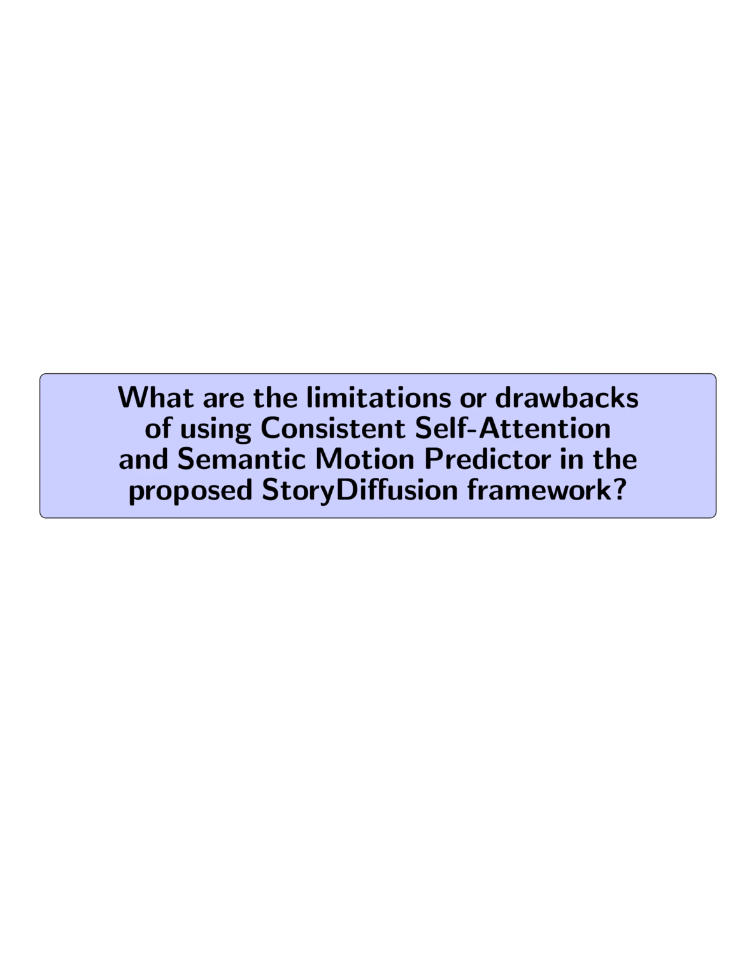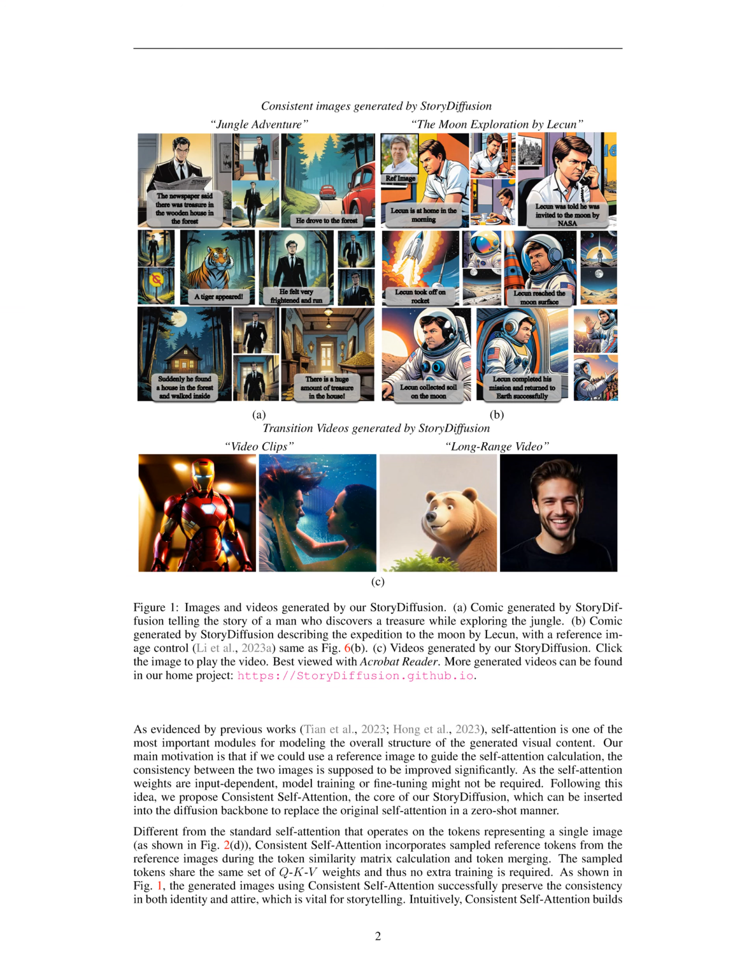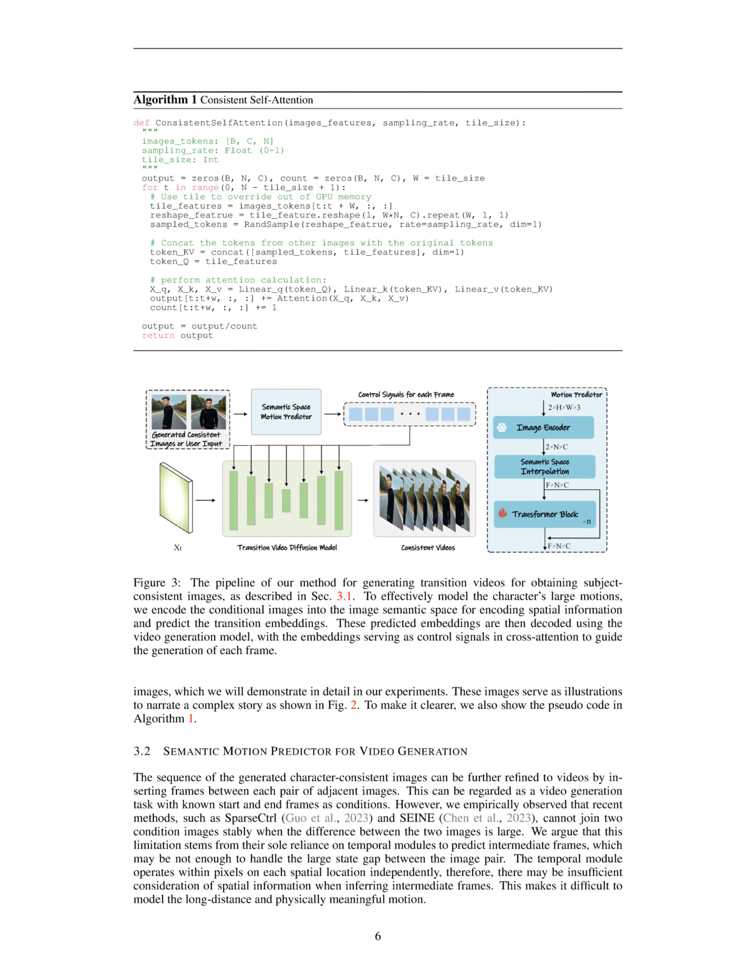What are the limitations or drawbacks of using consistent self-attention and semantic motion predictor in the proposed StoryDiffusion framework? The limitations or drawbacks of using consistent self-attention in the proposed StoryDiffusion framework include the potential impact on the diffusion process due to the sampling rate. A lower sampling rate, such as 0.3, may not effectively maintain subject consistency in generated images, as observed in the ablation study. This suggests that the sampling rate needs to be carefully chosen to balance consistency and computational efficiency.